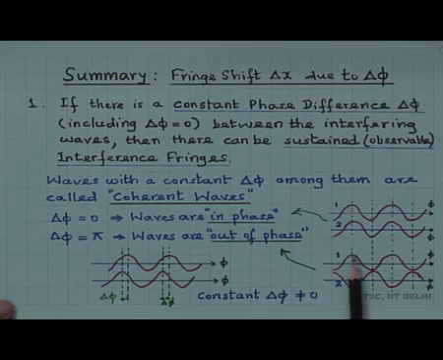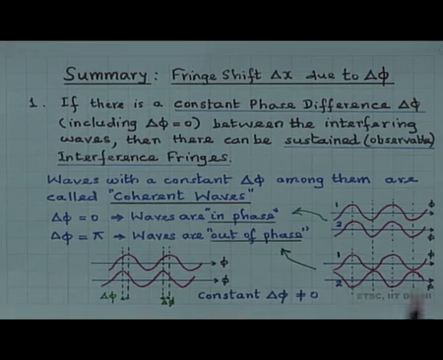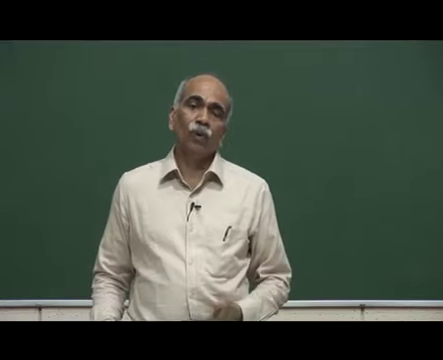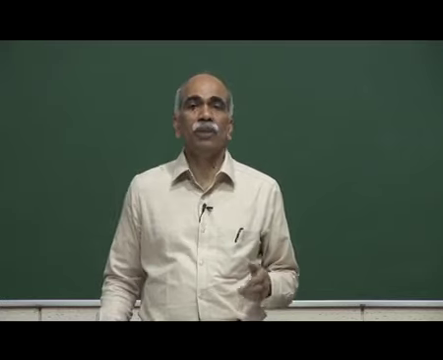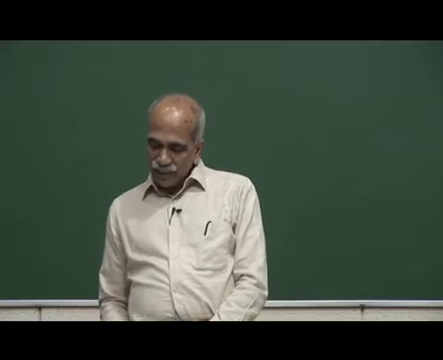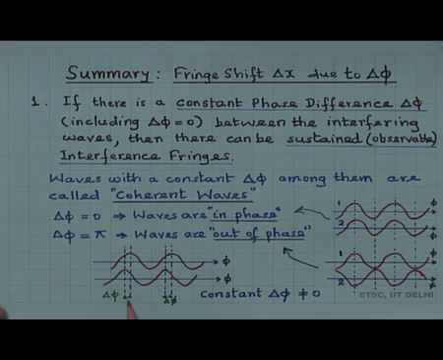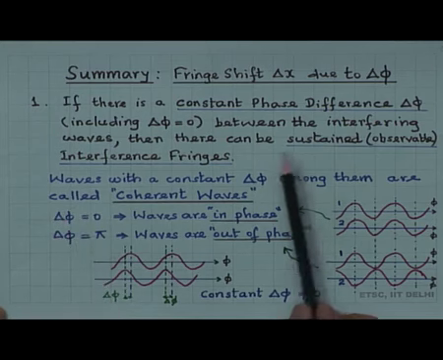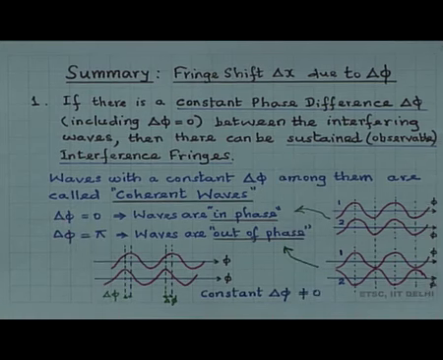the two waves are out of phase, and the net amplitude, as we have already seen in another chapter on the superposition of waves, will be the sum of the amplitudes, which will be 0. And if there is a constant phase shift delta phi here, all three cases correspond to coherent waves. Whenever delta phi is a constant, we will be able to see sustained observable interference fringes.